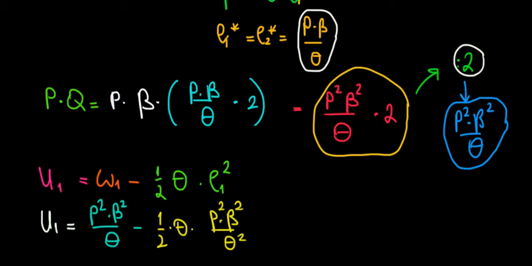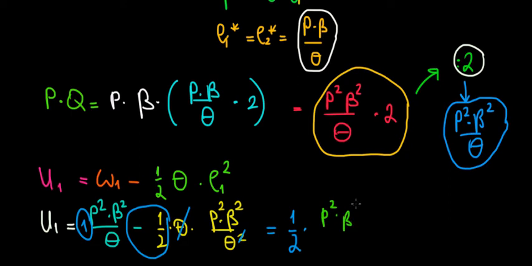Now it's a matter of doing some math over here. So what can we do? We can cancel out theta with theta from here. And now we can solve. We have p squared beta squared over theta minus a half times p squared beta squared over theta. Notice we're subtracting the same term with different coefficients. The coefficient here is 1. The coefficient over here is minus 1 over 2. 1 minus a half is just a half. So that's 1 over 2 times the remaining, which is p squared beta squared over theta. We calculated the utility function.